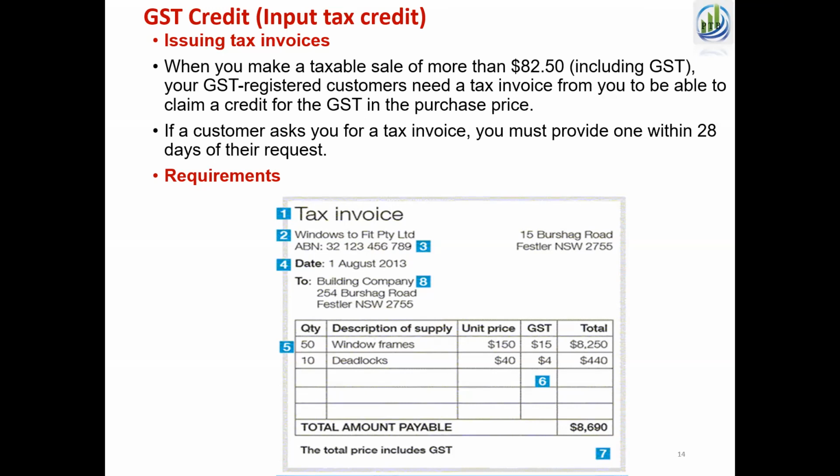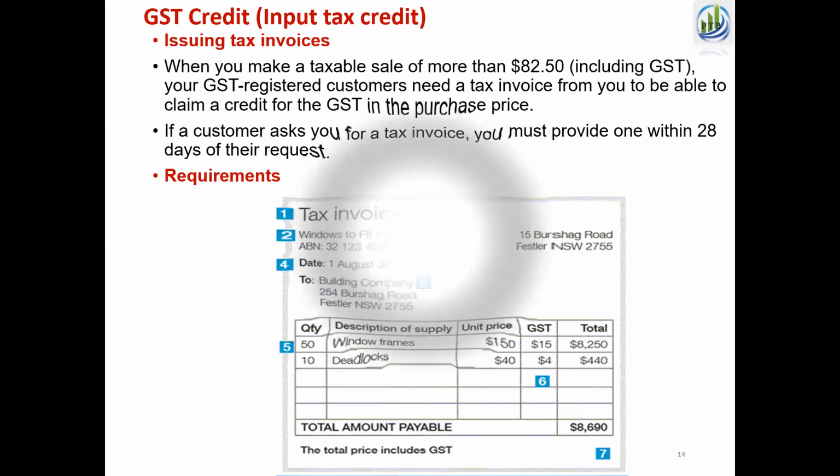If your transaction is over $1,000, you must have your customer detail. Can you see number 8? That's called over $1,000. You must have the customer's name and ABN or address. In that case, that's a fully valid tax invoice. So tax invoice means all these features must be there. Otherwise, you cannot claim the GST.